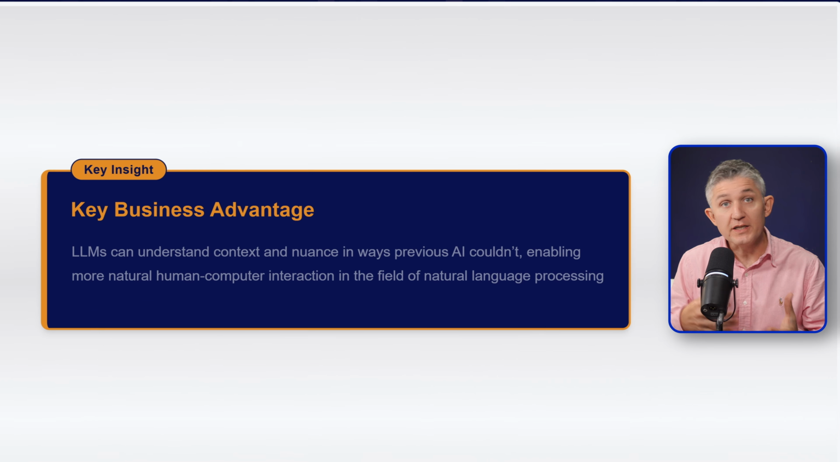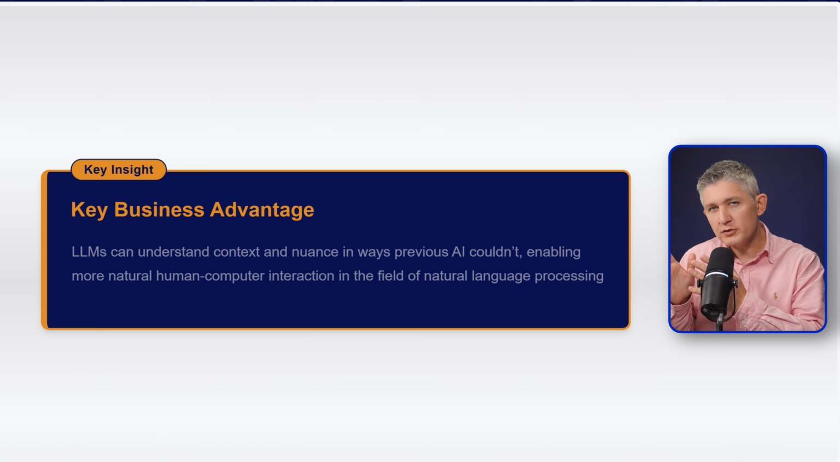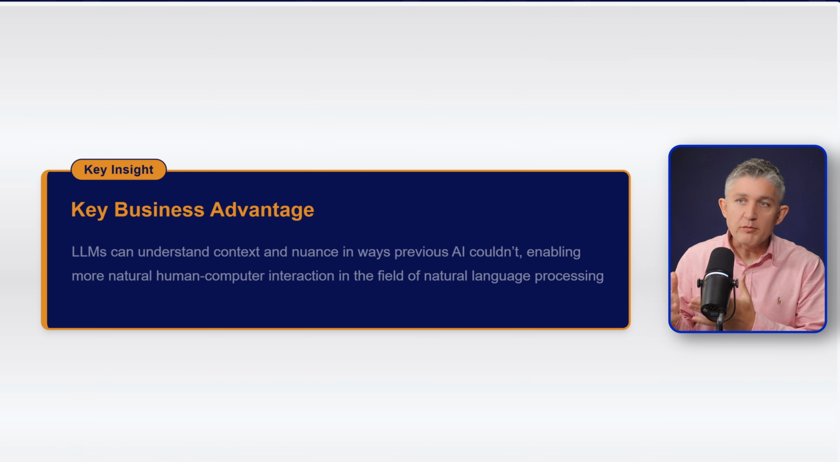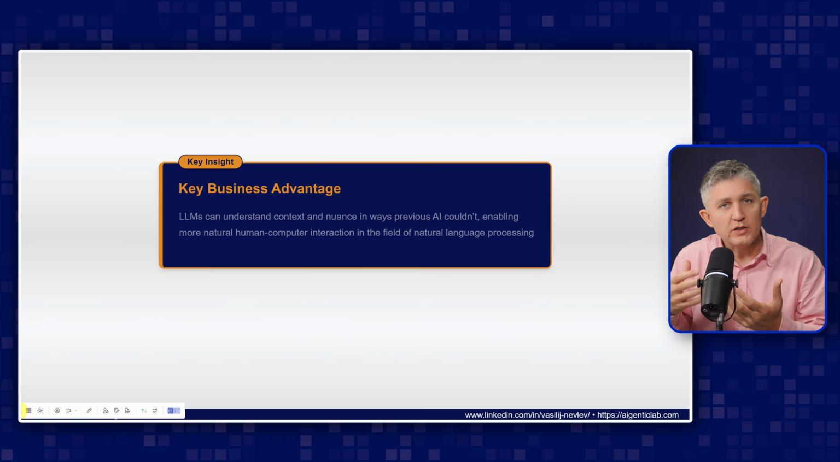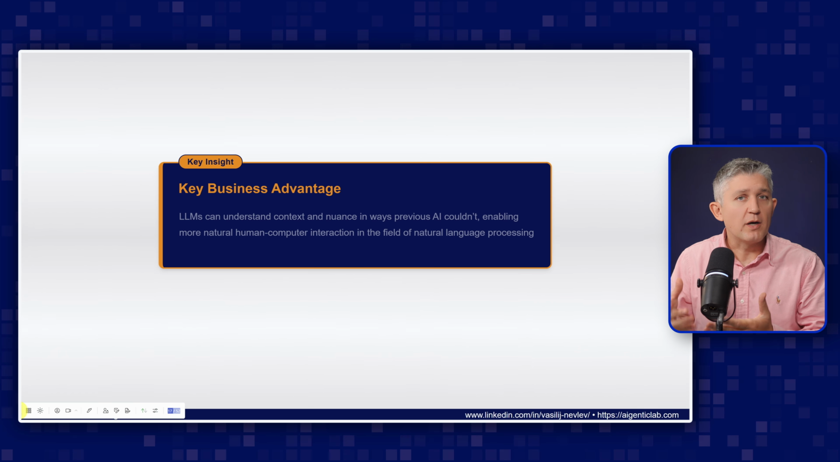LLMs can understand the context and nuance in the ways that previous AI couldn't. And we're going to touch on some of that technology and why that is the case. LLMs enable more human-computer interaction in the field of natural language processing. What I mean by that: you can speak to the computer, you can type a prompt, and it will understand what you mean with the power of LLMs.